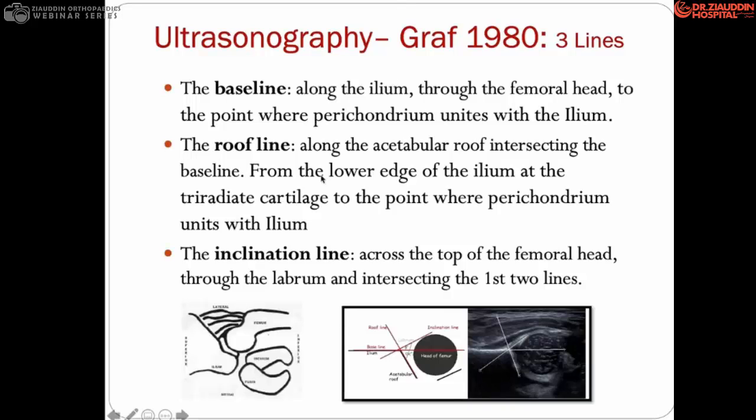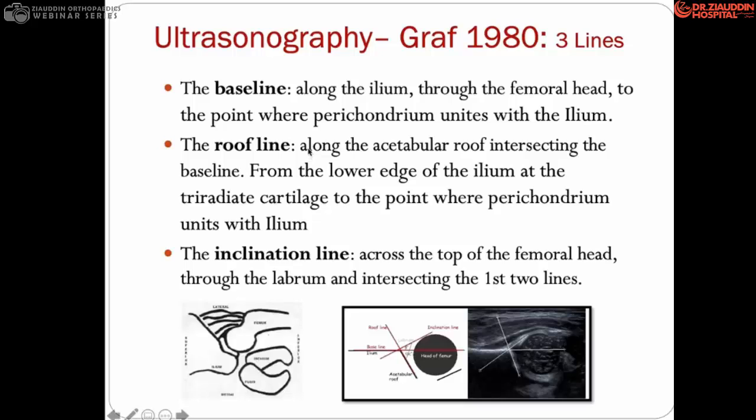One baseline along the ilium through the femoral head to the point where the perichondrium unites with the bone, the virtually cartilaginous portion over the bone. So this is the transverse axis, which is the main baseline axis, called the femur. This is the junction of the perichondrium with the bone. Then a second line, which is called the roof line.